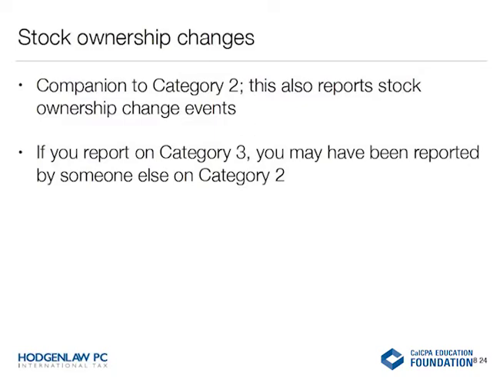Like I said, this one is the companion to category 2, or at least in my mind. If you have to report on category 3, it's possible you may have been reported by someone else on their category 2, saying, hey, this person acquired 10% of this foreign corporation that I'm an officer or director of, so go look at their Form 5471. And then you would be the person on your category 3 saying, hey, I acquired 10% or more of this foreign corporation. I don't know for sure that the IRS is looking at both sides of that equation when someone reports on category 2. I don't know if they go and check to see if that person reported on category 3, but they certainly could with the information that you're required to give.